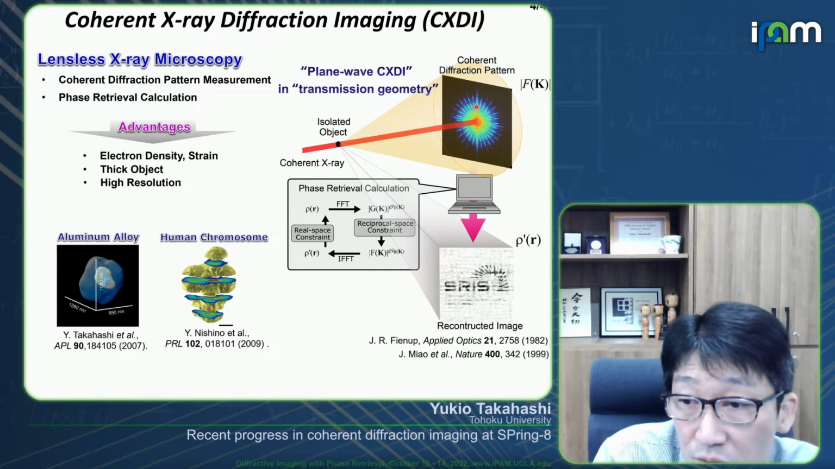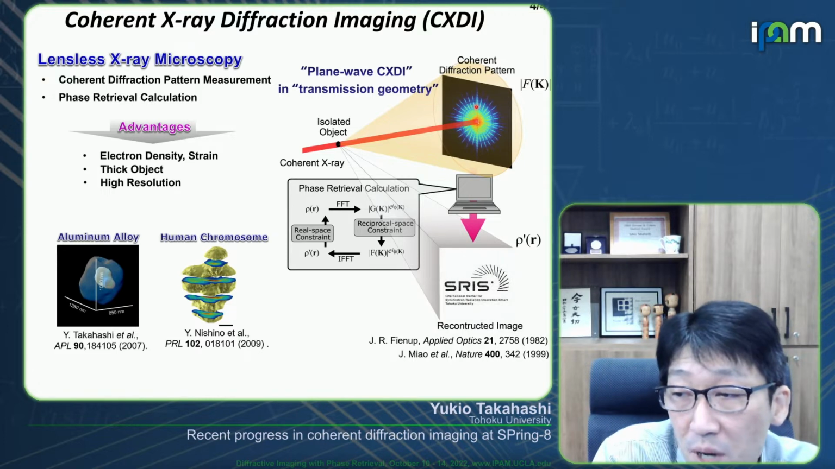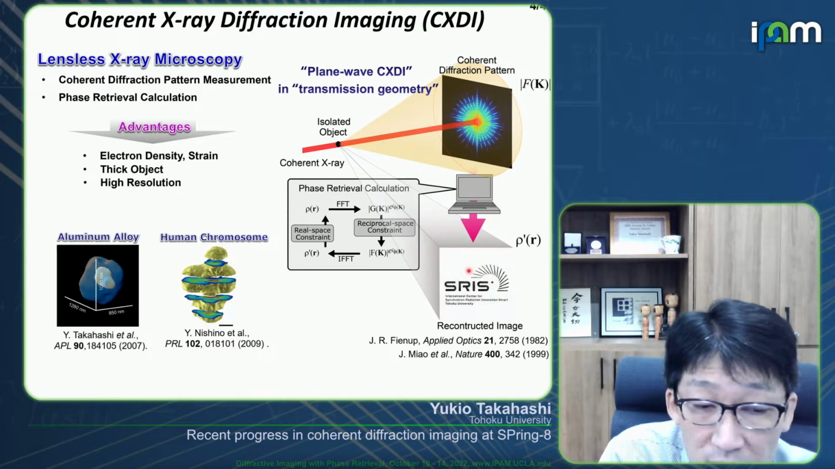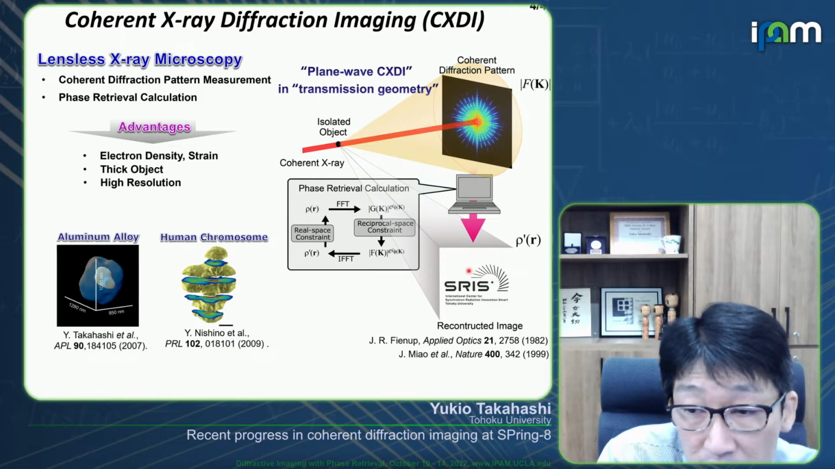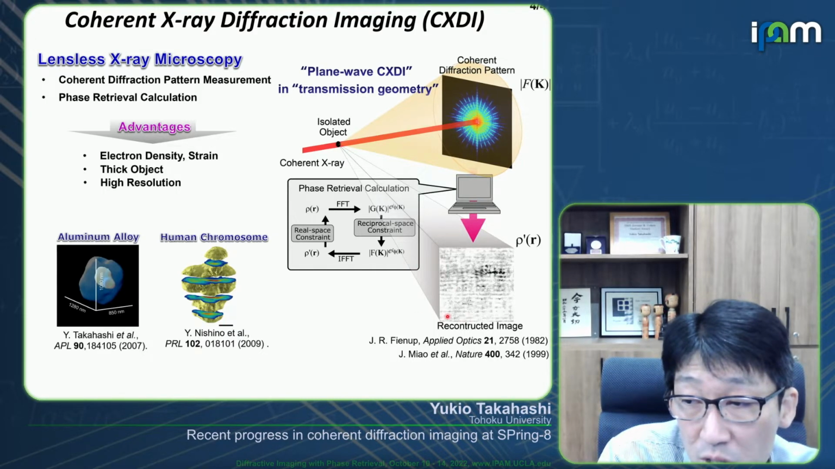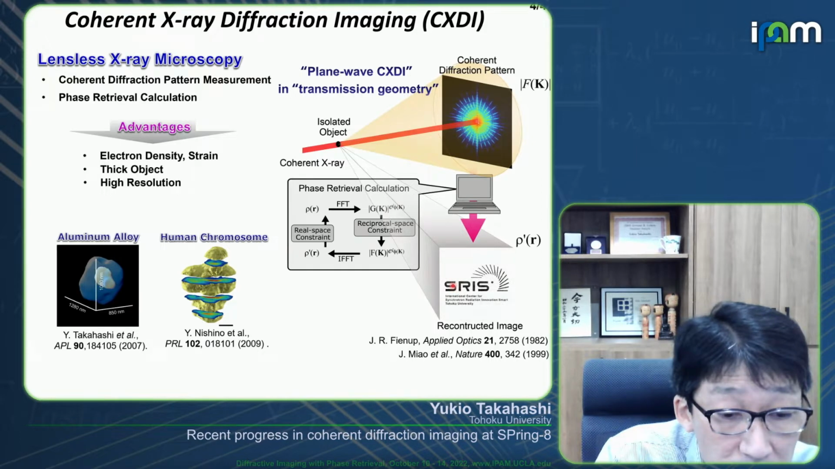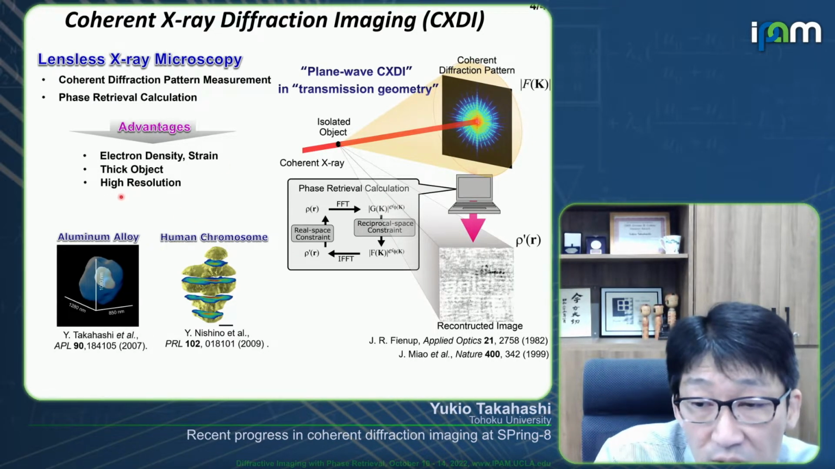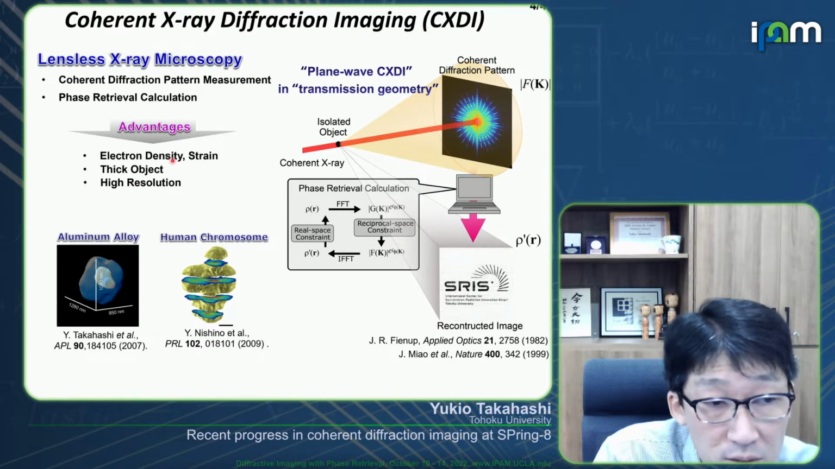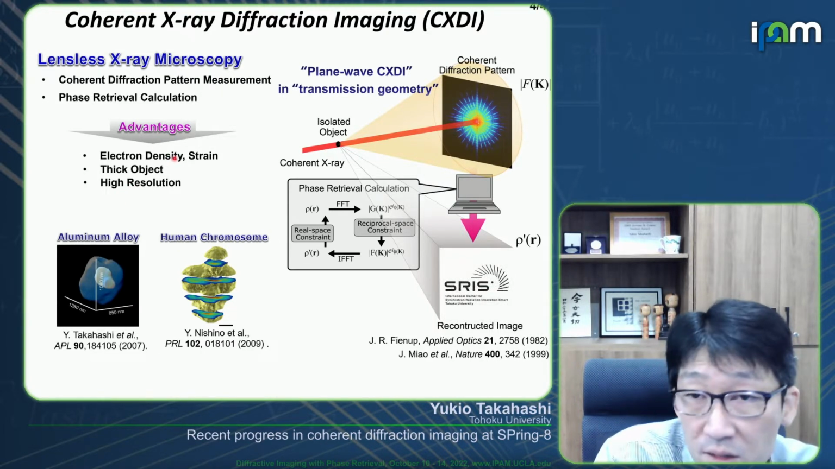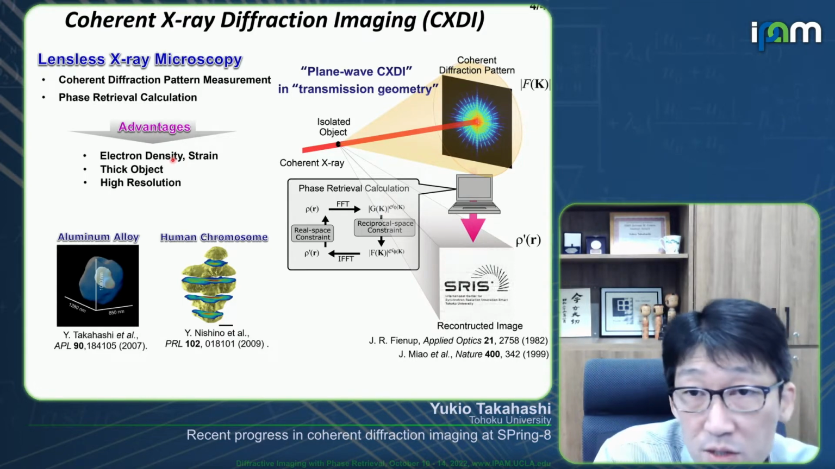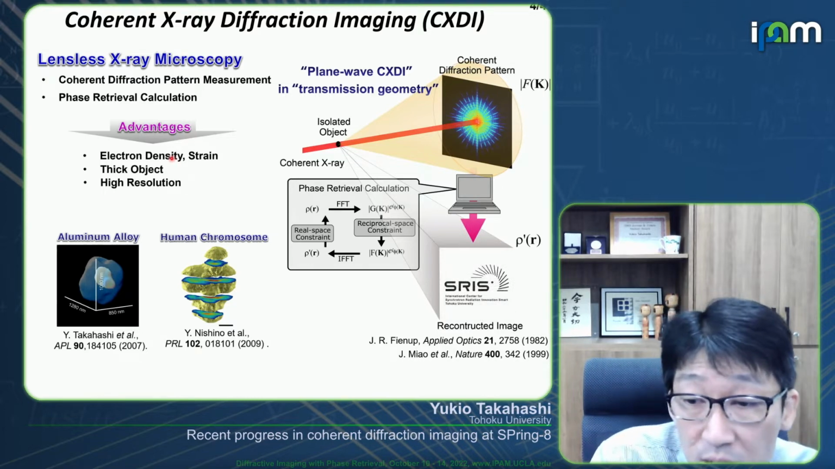Diffraction intensity doesn't include phase information on scattered X-rays, but when we measure the diffraction pattern over the sampling condition, then by applying phase retrieval calculation to the diffraction pattern, the phase of the scattered X-rays is iteratively recovered, and simultaneously the sample image is reconstructed by computer. So coherent X-ray diffraction imaging can quantitatively evaluate electron density distribution and strain of thick objects at high spatial resolution. This is a significant advantage compared with well-established electron microscopy techniques.